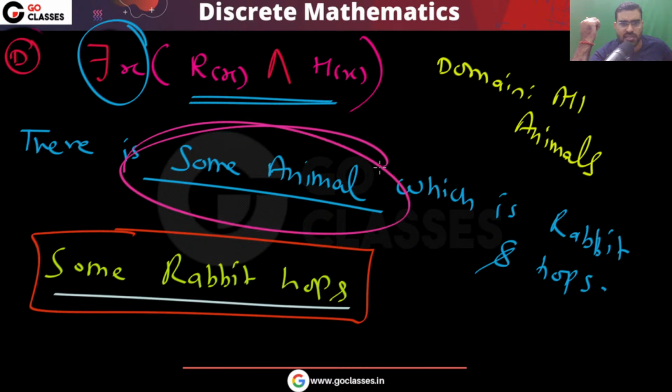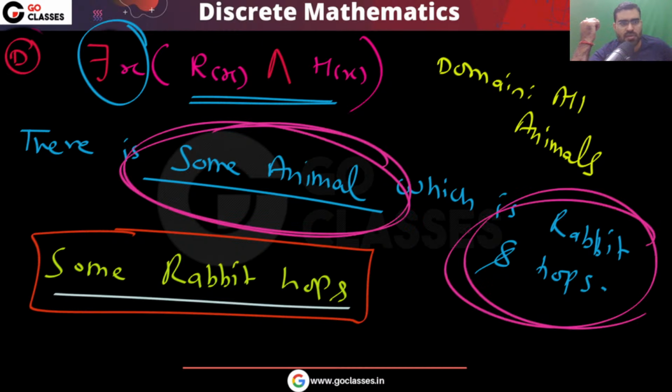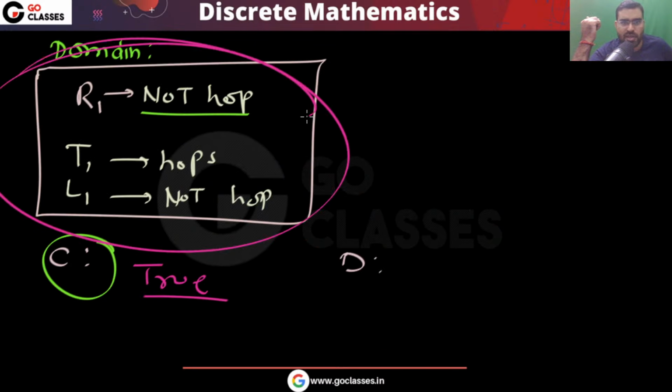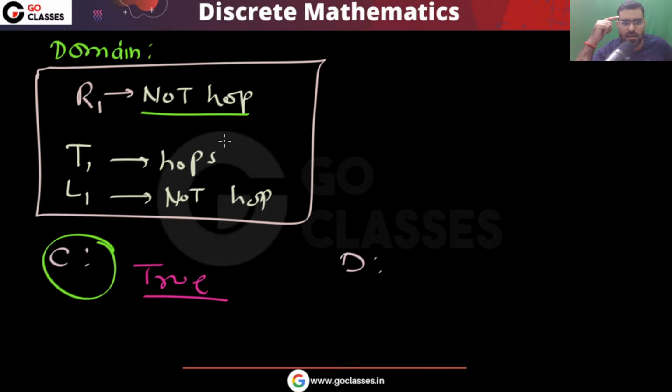D is saying that there is some animal which is a rabbit and it hops. This is option D. You can notice there is no animal which is a rabbit as well as hops. Like this is a rabbit but it does not hop. This hops but it is not a rabbit. So you can notice this is false. This option D is false.